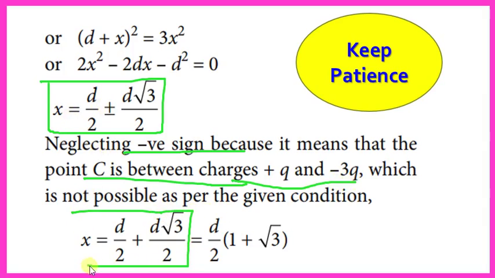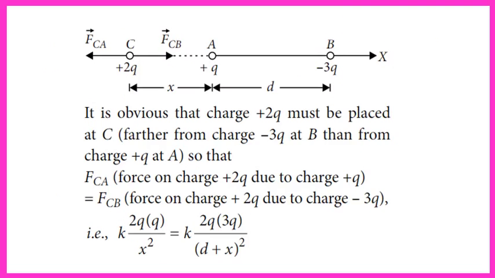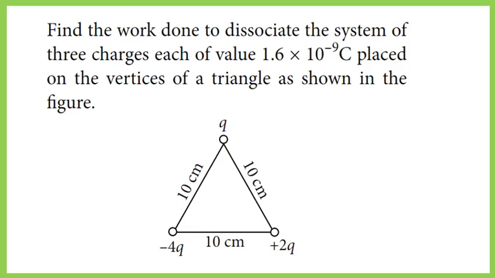So x comes out to be d by 2 plus d root 3 by 2. Taking d by 2 as common, x equals d by 2 times (1 plus root 3). Here d is the distance between the two charges, plus q and minus 3q. So the third charge should be placed at this distance only. This is the most repeated question, please try to understand. I hope everyone has understood this question. Okay, move to the next problem.